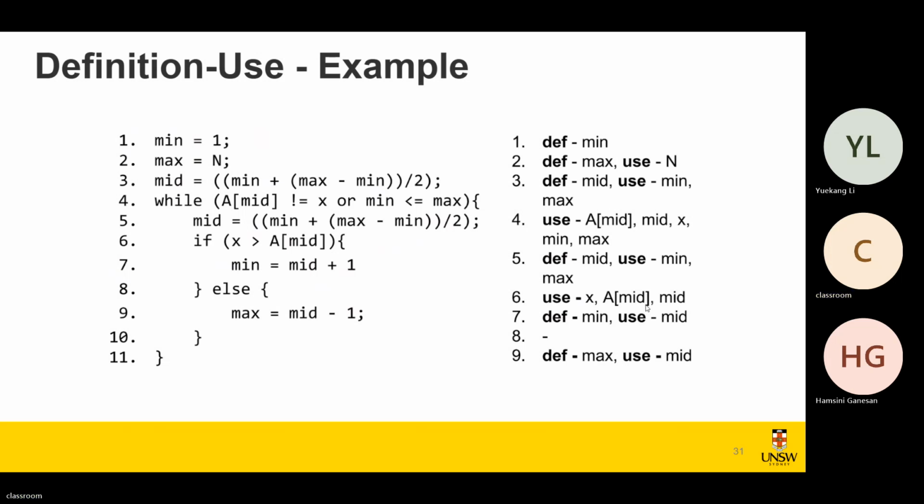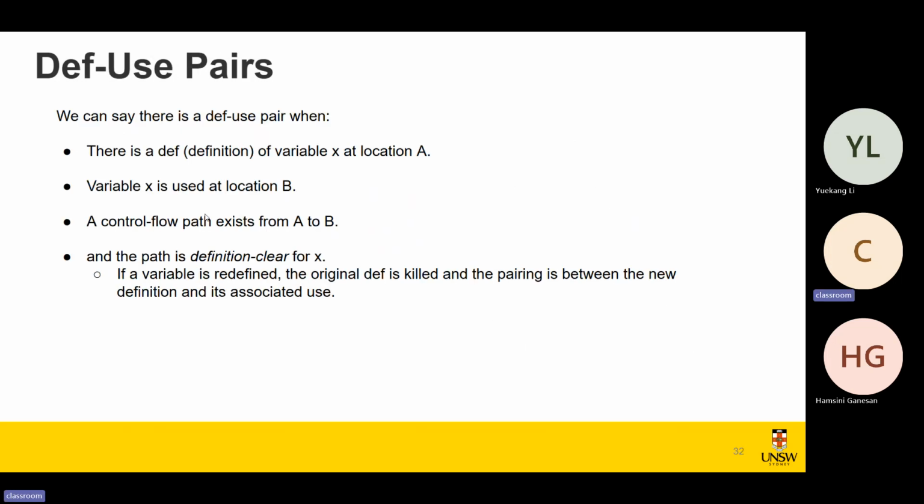So the first two conditions are easy to remember. Because it is called a def-use pair, we have to have a definition and we have to have a use. The third one is also easy to remember, because we have to make it feasible, allowing the program to execute from the def to the use. And the last one is that the variable shouldn't be redefined on the path. So this is a def-use pair.